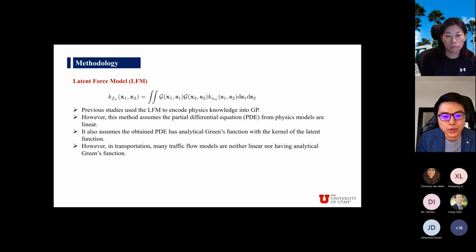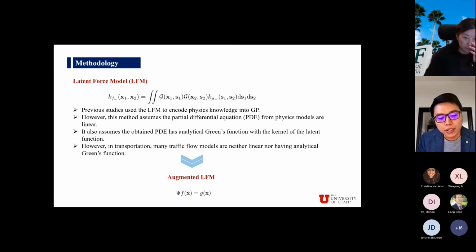However, this method usually assumes the partial differential equation, the PDE, from the physics model is linear. But in transportation, we know our traffic flow models are actually non-linear, the PDEs are non-linear. So the previous LFM cannot be directly implemented in our case. At the same time, those LFM models assume the obtained PDE has an analytic Green's function solution with a kernel of the latent function. So that's why in this study, we develop another augmented LFM that directly encodes the physics knowledge into the Gaussian process and forms the shadow Gaussian process. So later I'm gonna use another figure to explain this logic.